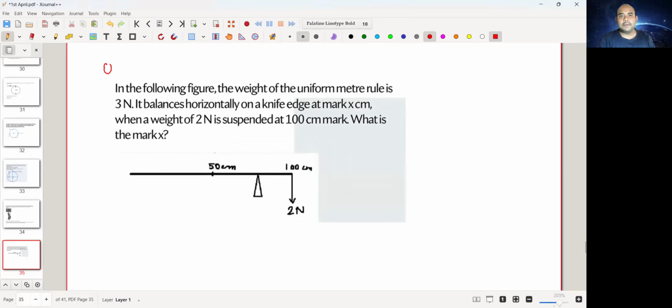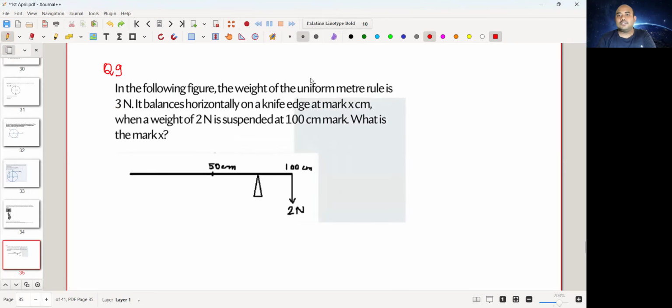Now, this is question number 9 of the competency series for ICSE class 10 students. This is a very important question from chapter 4. Let us read the question. In the following figure, the weight of the uniform meter rule is 3 Newton.